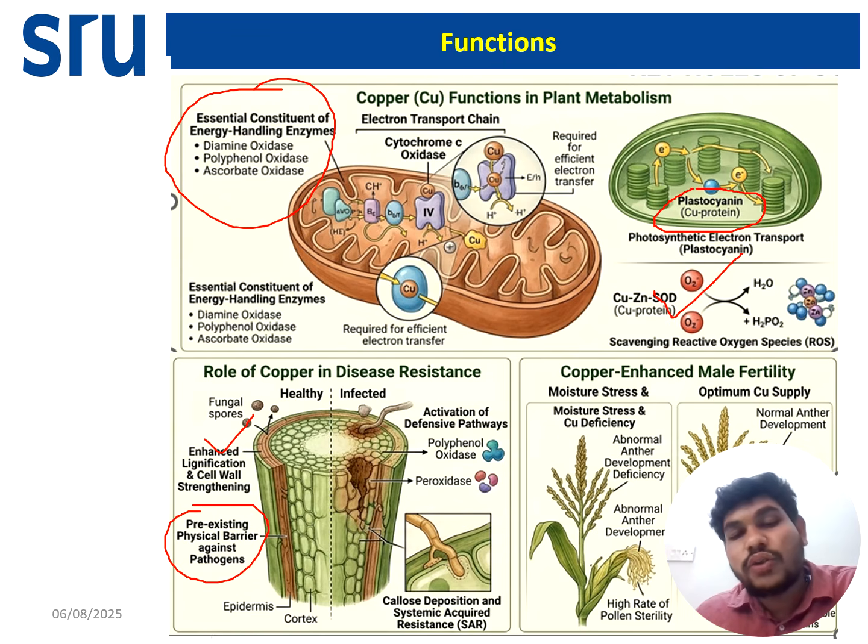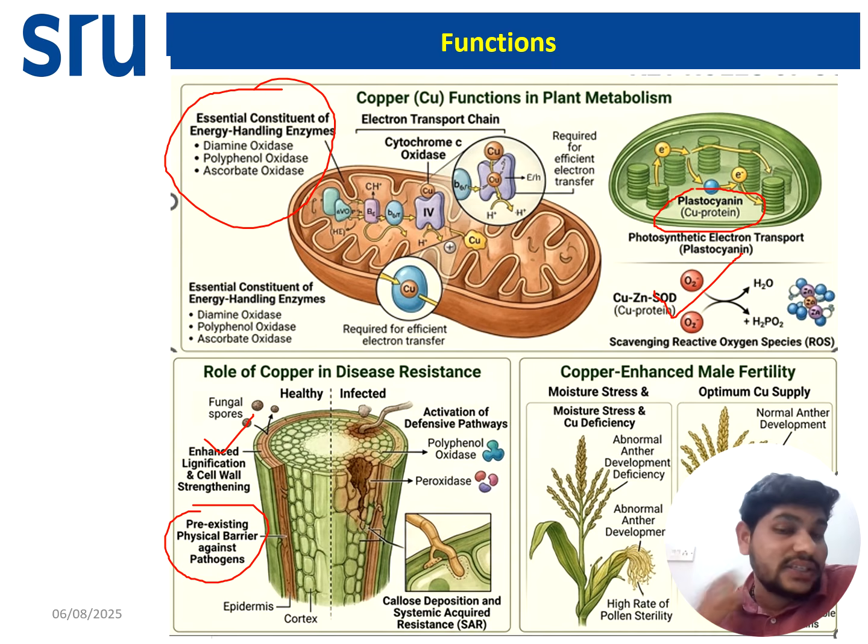Lignification is very important. It plays a major role against pathogens. That's why, when copper is present in the plant, the lignification is more, the cell wall strengthening is more, and it will work against the pathogen. So the disease resistance function in the plant is because of increased lignification and cell wall strengthening.